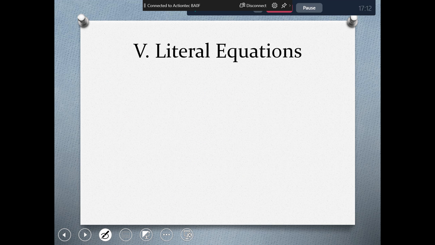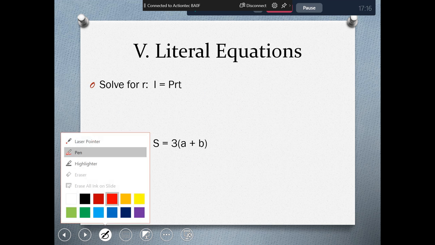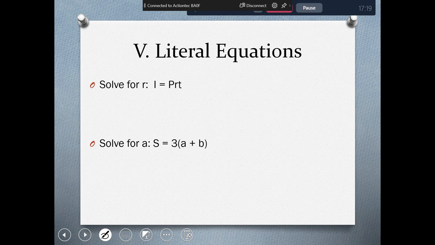So we do have 2 problems here. I'm solving for R for the first one. Currently I have a P and a T that are getting multiplied by R. So what is the opposite of multiplication? Division. So I'm going to divide by P and T. Whatever you do to one side, you have to do to the other side. So my P and T cancel out over here, and I'm left with R by itself equals L over PT.